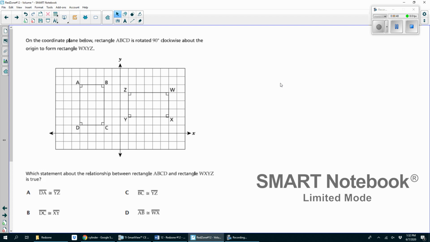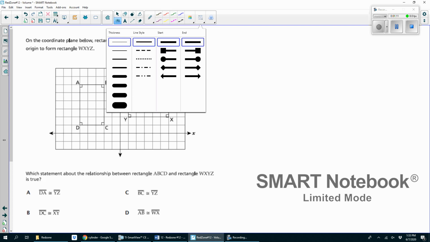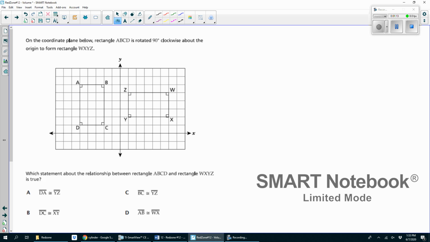to form rectangle WXYZ. Now normally they would use letters like A prime, B prime, C prime, and D prime, but they chose to use just 4 completely different letters, which they can do. And they want to know which statement about the relationship between rectangle ABCD is true. You're going to get questions like this when you get to 10th grade geometry. And the main thing you want to do here is make sure that they are matching up the correct letters.